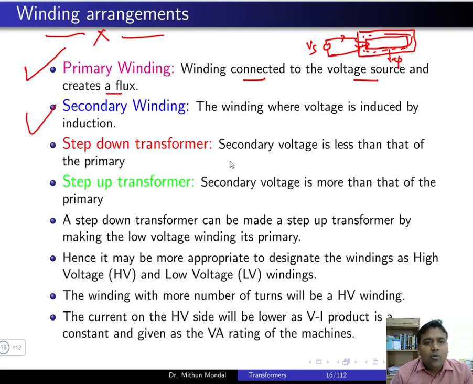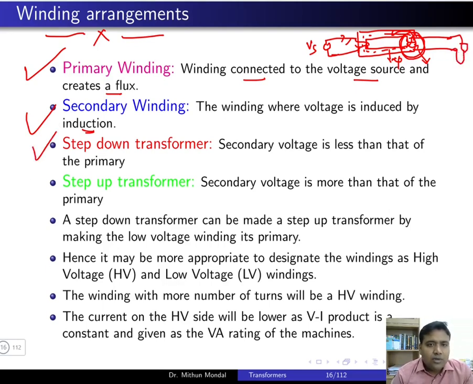Secondary winding is the one which induces the voltage by the principle of induction. So the other winding, which is linking with the flux produced by the main winding or the primary winding, is known as the secondary winding. In this secondary winding, induced EMF is produced and it is connected with the load on the secondary side.